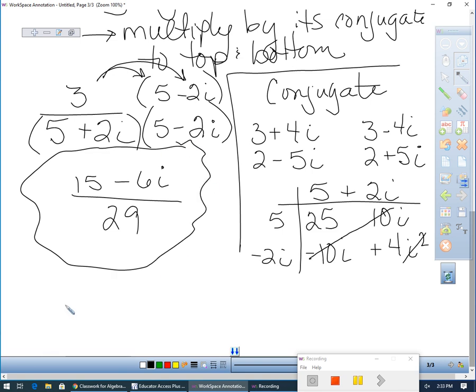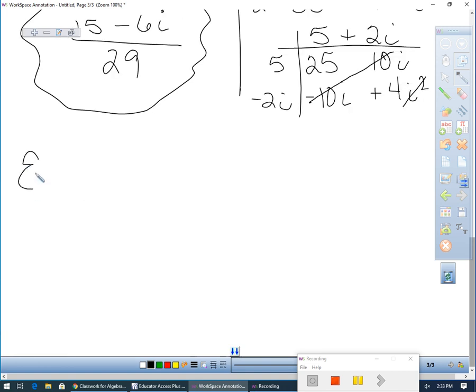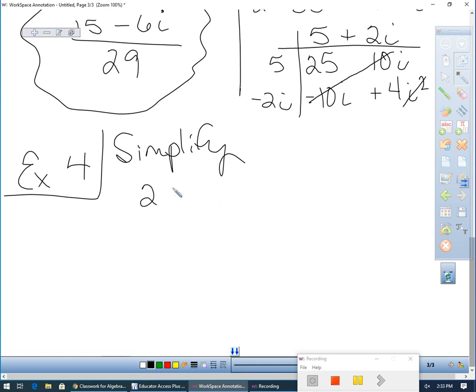Okay? All right. So last example then. What am I on? Example number 4. I didn't name some of the other ones. Again, it's going to be under simplify. And let's go with, how about 2 plus I divided by 2 minus 3I.